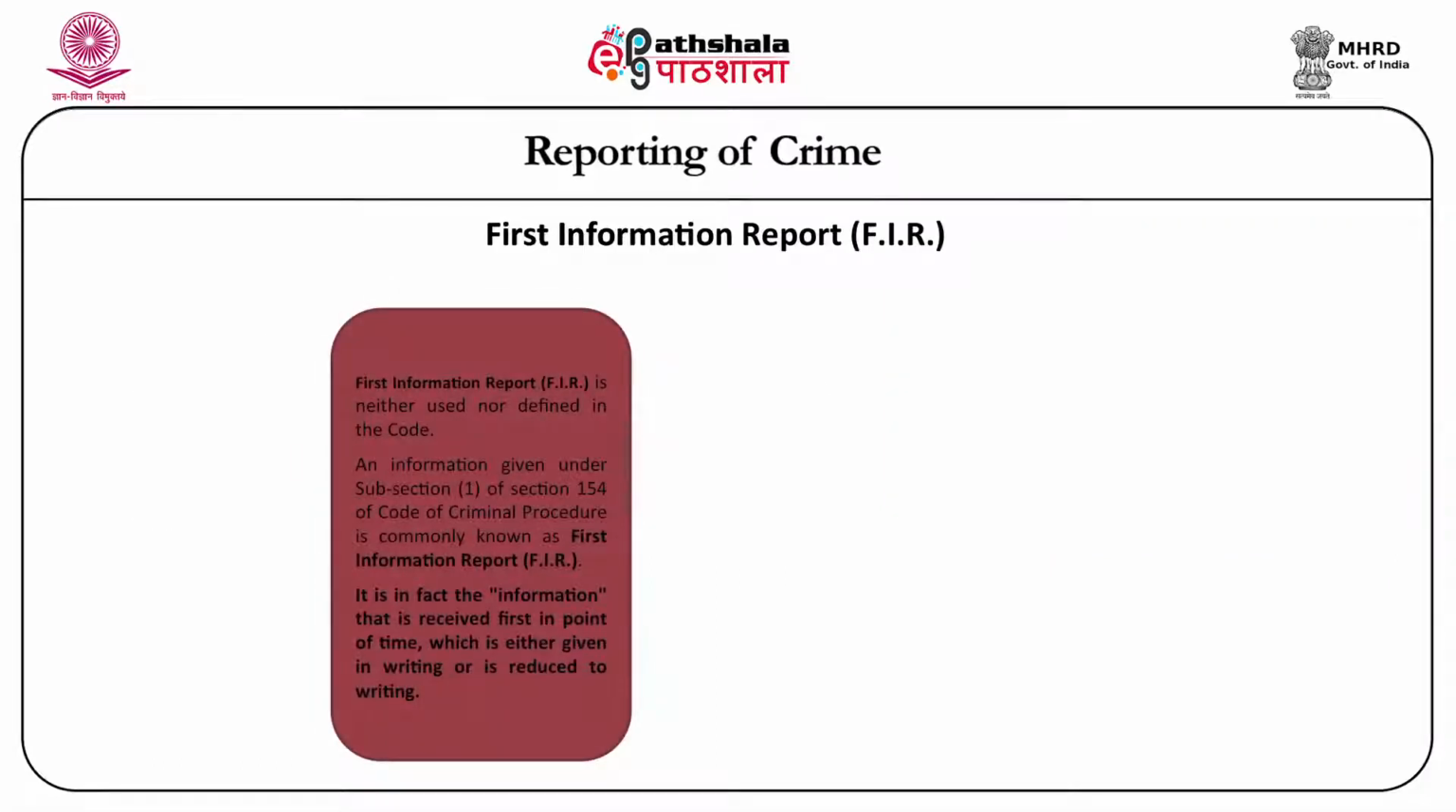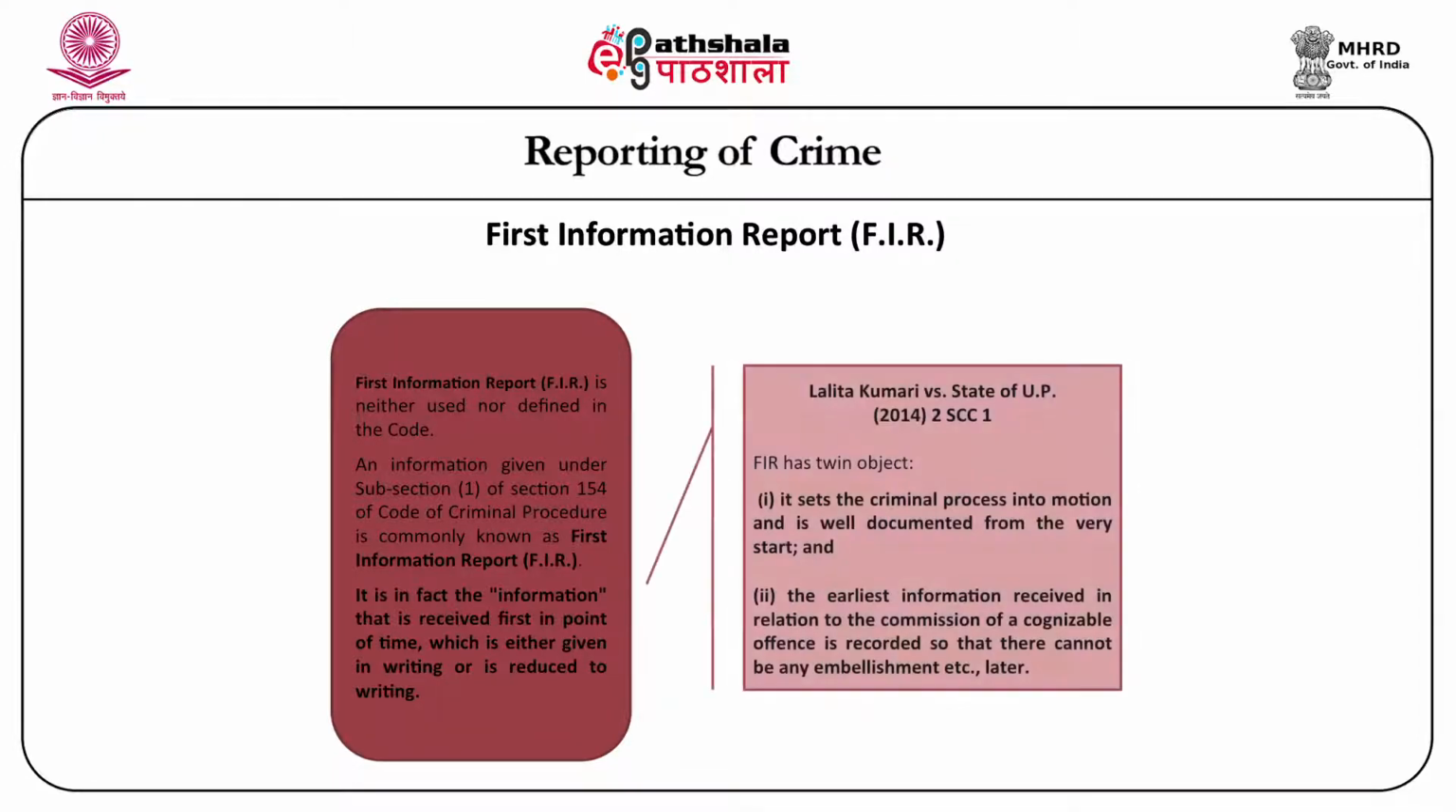First information report. The term first information report is neither used nor defined in the code. An information which is given under section 154 subclause 1 is treated as first information report. It is in fact the information that is received first in point of time, which is either given in writing or is reduced to writing.